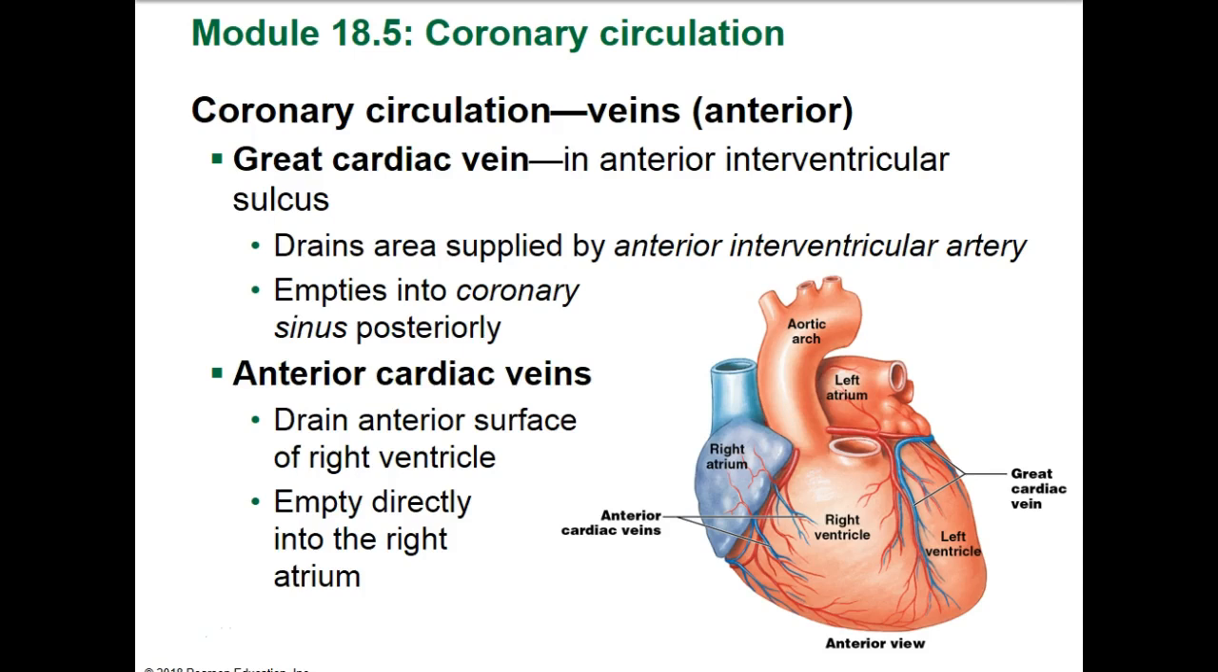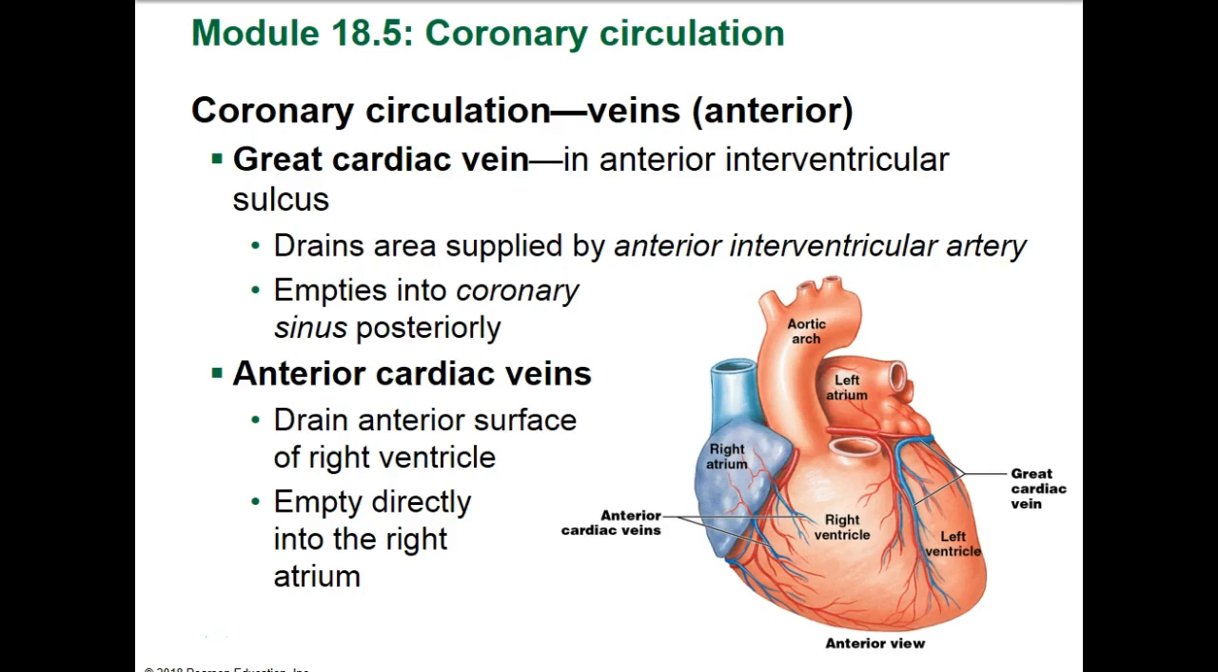Okay. Now let's look at veins. So the veins are deoxygenated. So they're basically pulling the blood off or draining the blood off. So that's going to carry the waste and carbon dioxide. So it drains the areas that are supplied by the anterior interventricular artery. It empties into the coronary sinus posteriorly. And do you know where the coronary sinus goes into, by the way? It comes back into the heart. Okay, at the right atrium.